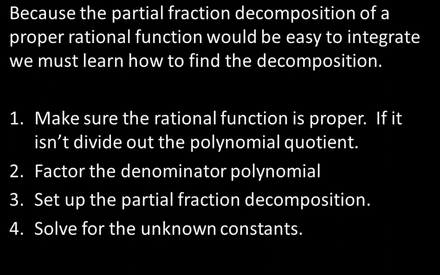First of all, when you're given a rational function, you must make sure that the part that you are going to decompose is proper. So if it isn't, you divide out the polynomial quotient, and then you have plus a remainder over the denominator polynomial that is a proper rational function, like we did at the beginning of this video. Then you factor the denominator polynomial into linear and irreducible quadratic factors. And then I'm going to show you how you set up the partial fraction decomposition and solve for the numerators.